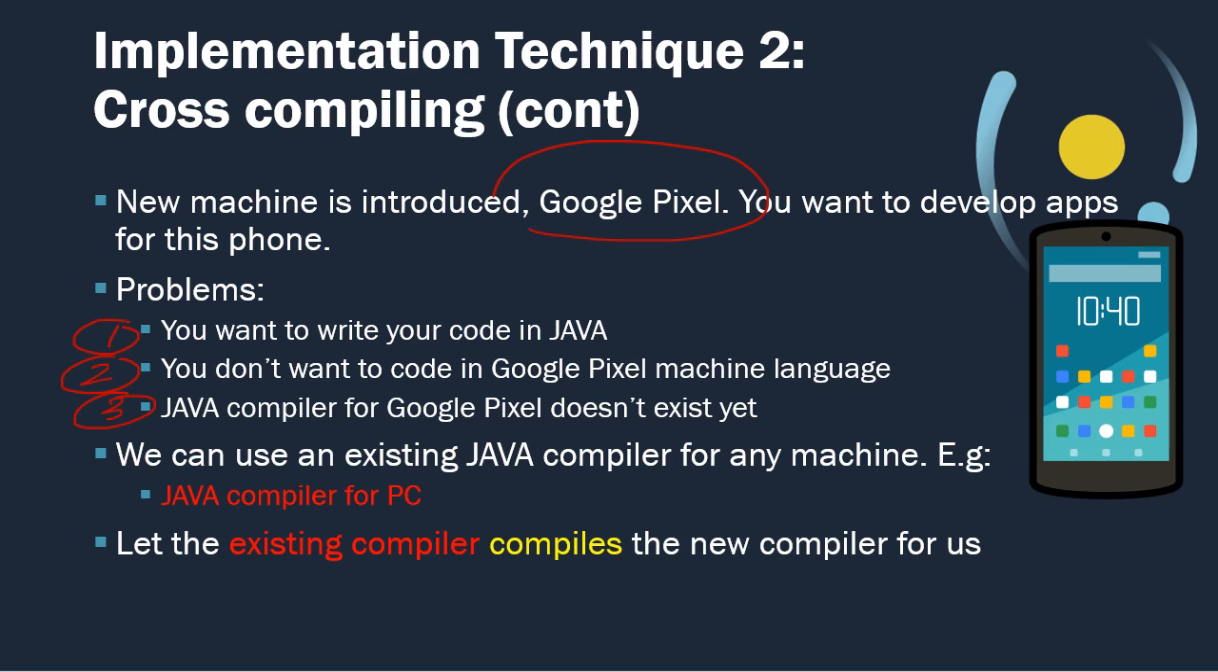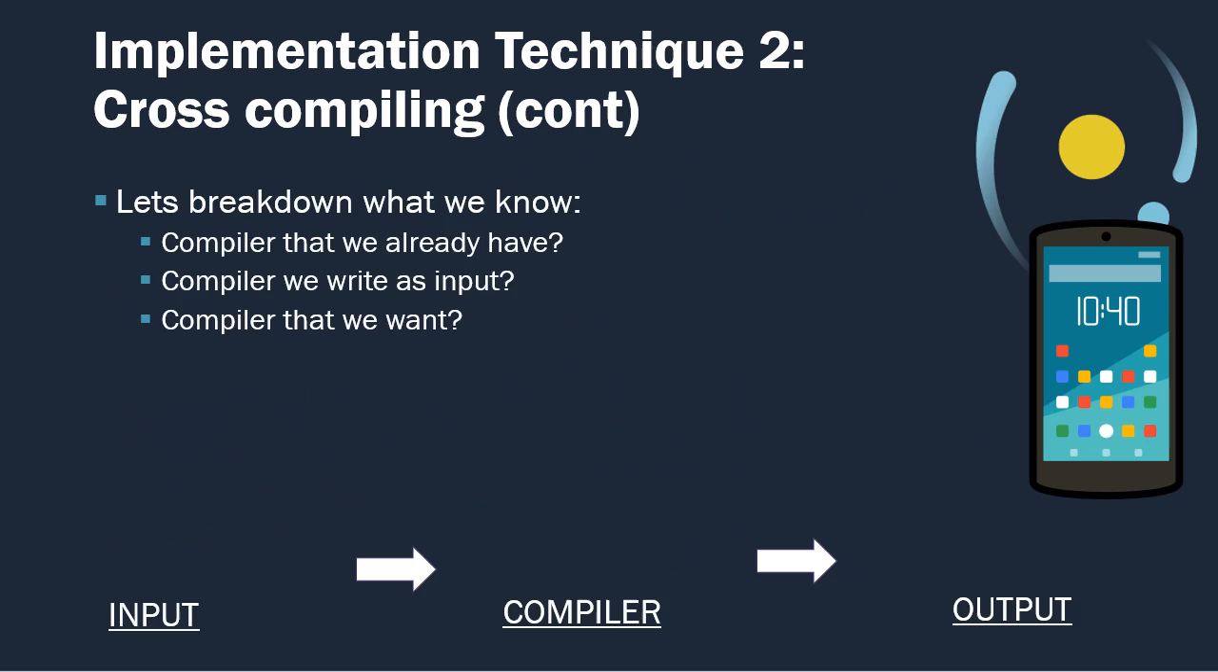So what we can do is we can use an existing Java compiler for any machine. So for example, if you have a Java compiler for PC, we can use some portion of this existing compiler to compile a new compiler for us, to compile a Java for Google Pixel compiler for us. So how can we use an existing compiler to come up with new compiler for the new machine? So let's break down what we know.